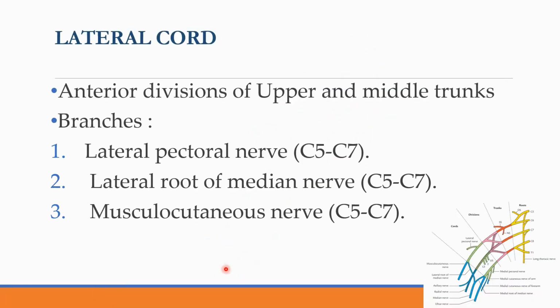So lateral cord is formed by union of anterior divisions of upper and middle trunks. This is the lateral cord. The branches will be lateral pectoral nerve, lateral root of median nerve and musculocutaneous nerve. All of them have a root value of C5 and C5 to C7.